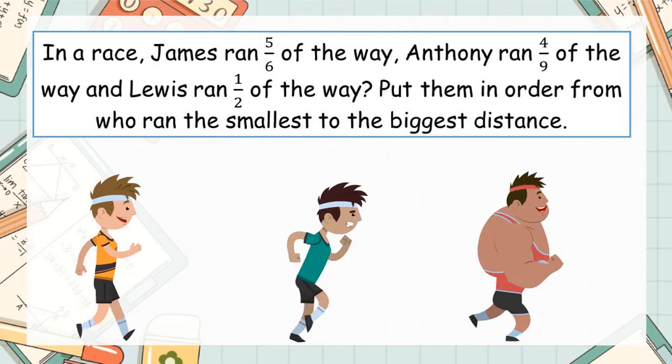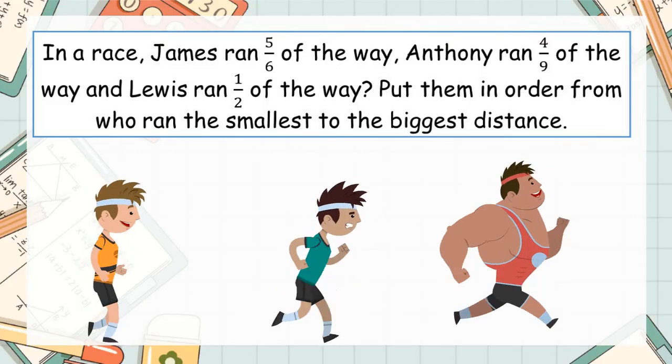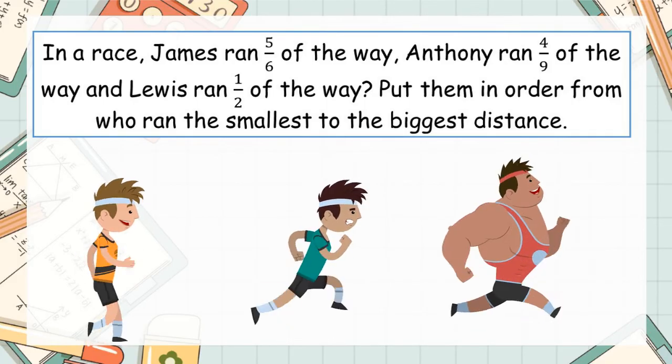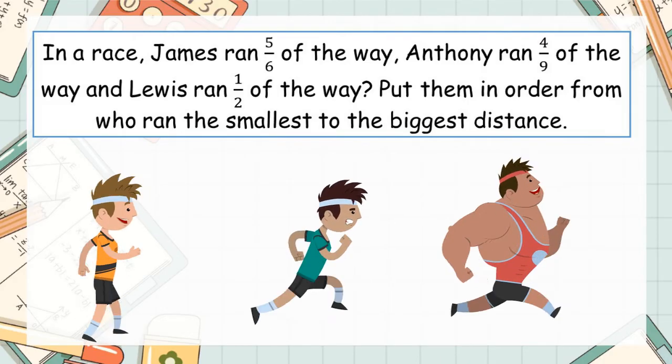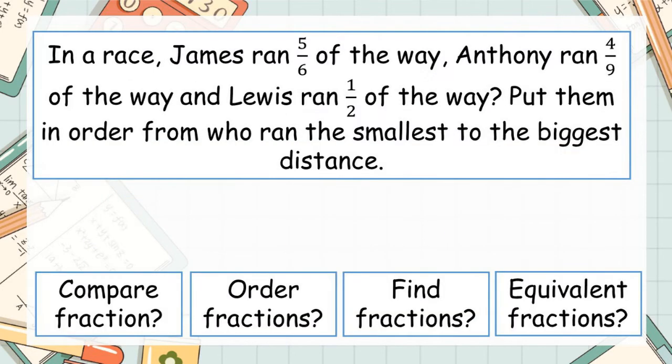Here we have some people running in a race. In a race, James ran 5/6 of the way, Anthony ran 4/9 of the way, and Lewis ran 1/2 of the way. Put these in order from who ran the smallest to the biggest distance. So again, we need to try to figure out what kind of question this is. Is it a comparing, an ordering, a finding, or an equivalent fraction question? Pause the video and see if you can figure out which one of these four types of question it is.